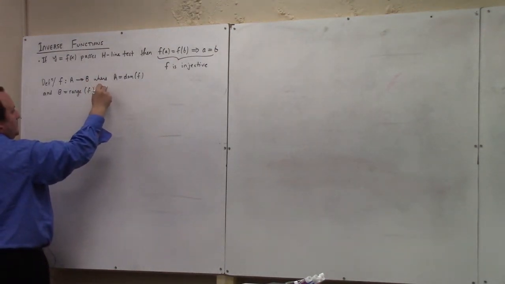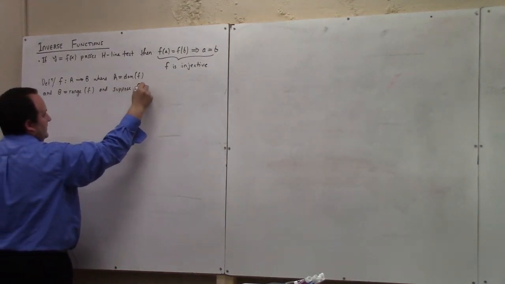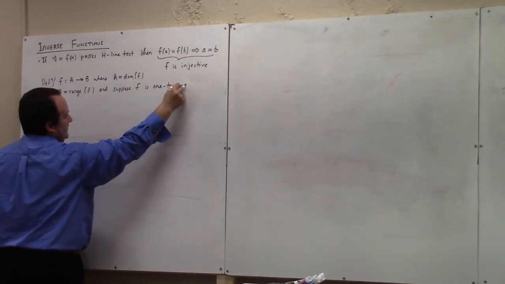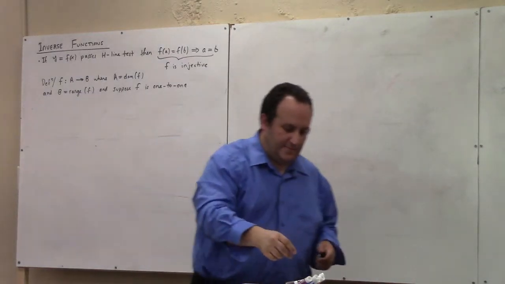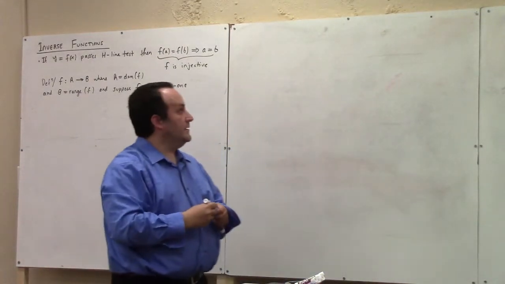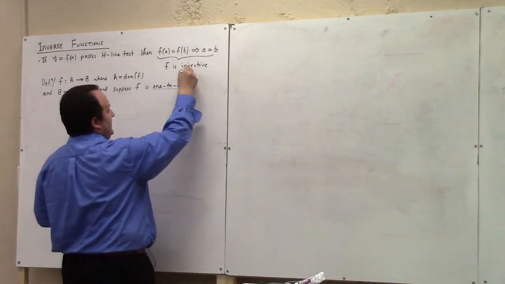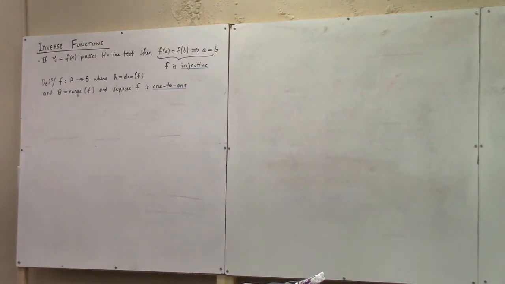And suppose f is 1 to 1. So 1 to 1 is another synonym, the same meaning, different phrase, same idea of injective. A 1-to-1 function is an injective function, okay? And in our context, that means it passes the horizontal line test.